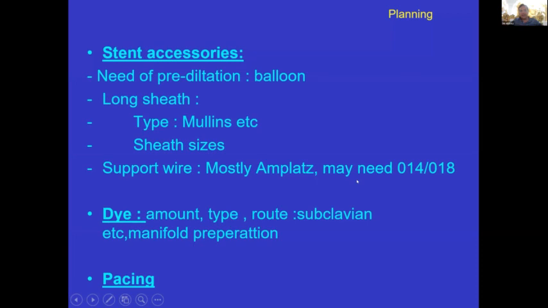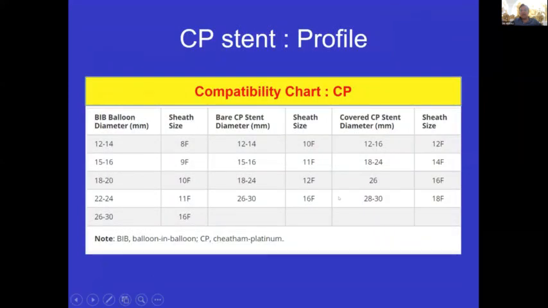In planning, the other important step is to use the stent accessories. Do I need to use an additional balloon? What is the type of long sheath I have to use? Most of the time my support wire is an Amplatz, but at times I need a smaller balloon, and I need a 0.014 or a 0.018 wire. In a small child, the dye amount, type, and route become very important. And in grown-ups, we invariably do pacing for the stability of the stents in all our cases. Just to enumerate, we actually plan what size of sheath we will be using for this particular case.